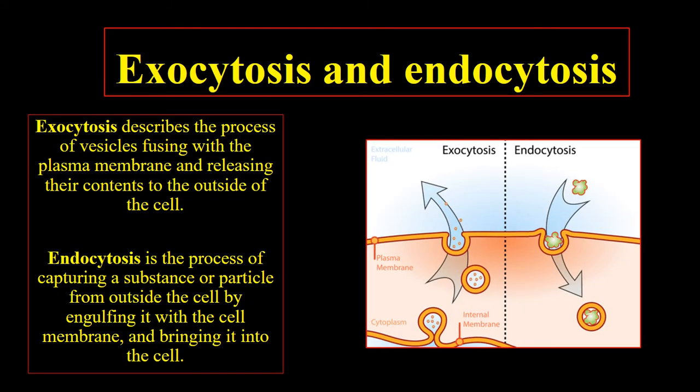Another classification of the transport through the cell membrane is subdivided into exocytosis and endocytosis. Exocytosis describes the process of vesicles fusing with the plasma membrane and releasing their contents to the outside of the cell. Endocytosis is the process of capturing a substance or particle from outside the cell by engulfing it with the cell membrane and bringing it into the cell.